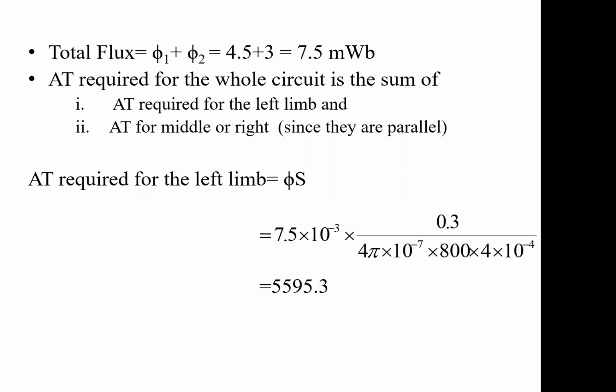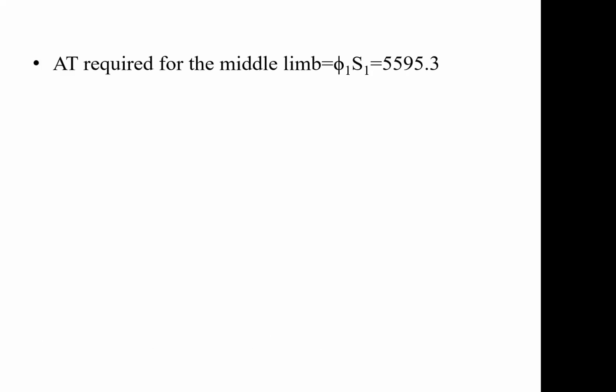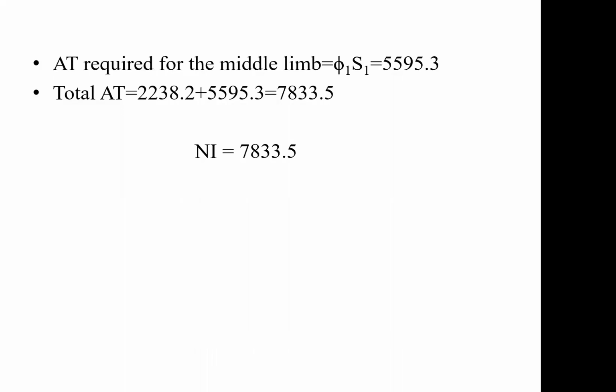So on solving, we get 5595.3. So ampere turn required for the middle limb is equal to phi1 S1, and total ampere turns is equal to 7833.5. So Ni is equal to 7833.5 and I is equal to 7833.5 by N, that is 7833.5 by 600, which gives 13.06 ampere.